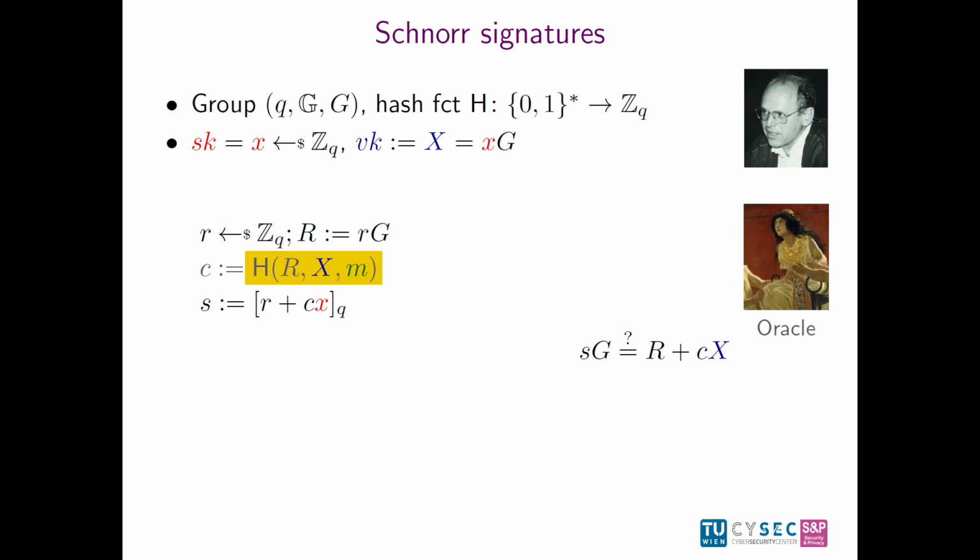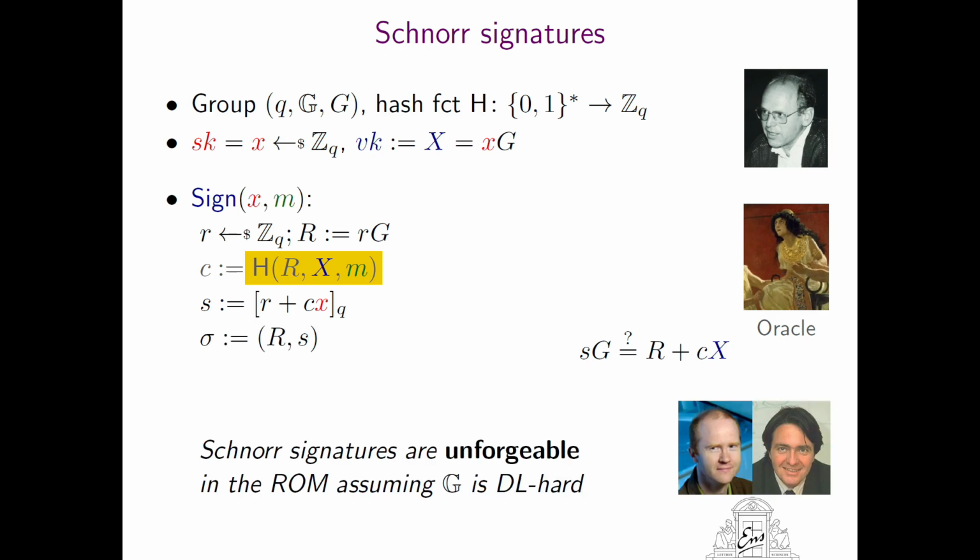Okay, we know that to turn this into an actual signature scheme, you use a random oracle, or concretely a hash function, to produce this challenge value c. So this leads us to the signing protocol. So this is known to be secure in the random oracle model if the discrete logarithm problem is hard in the underlying group. Okay, so how can we define blind signing for this protocol?